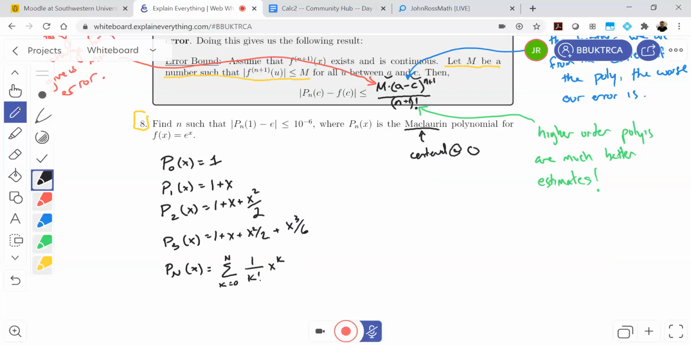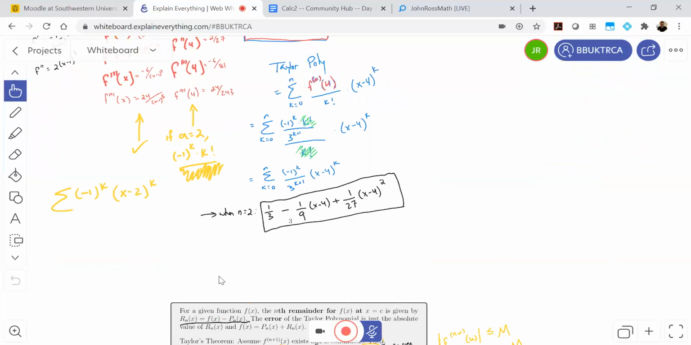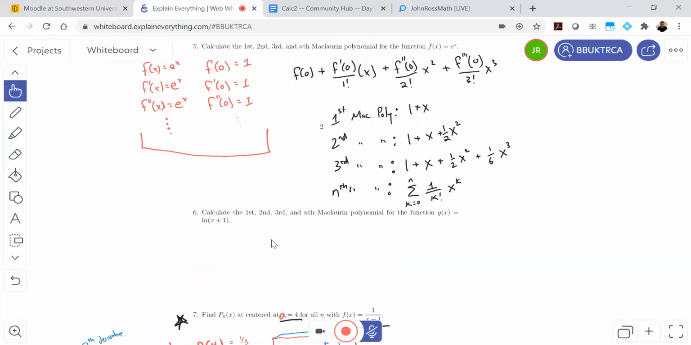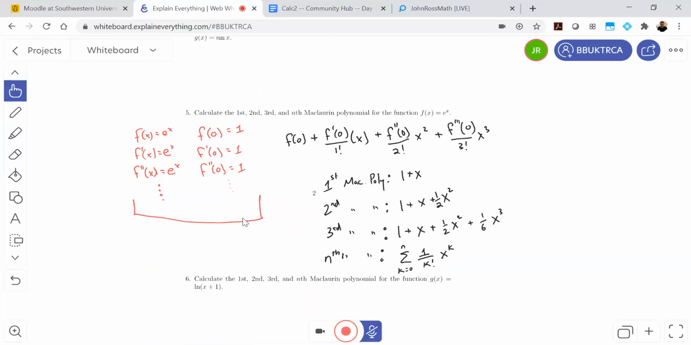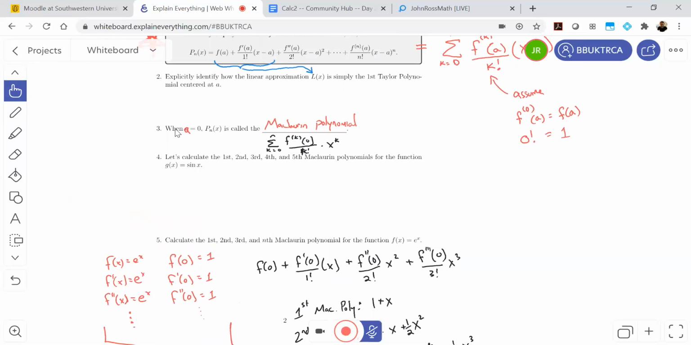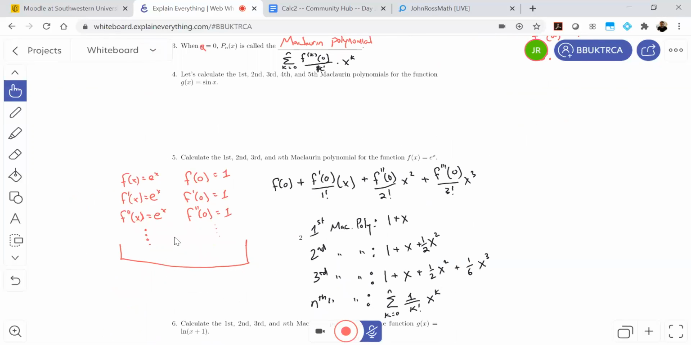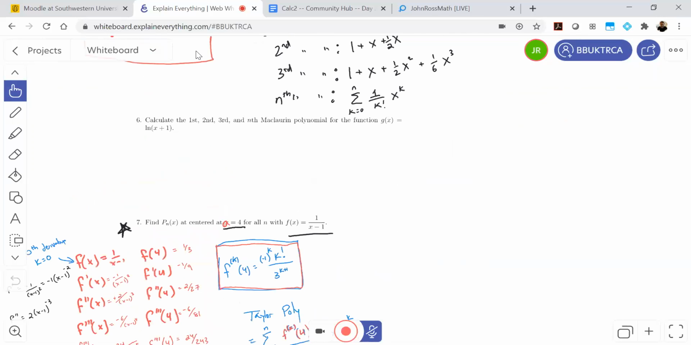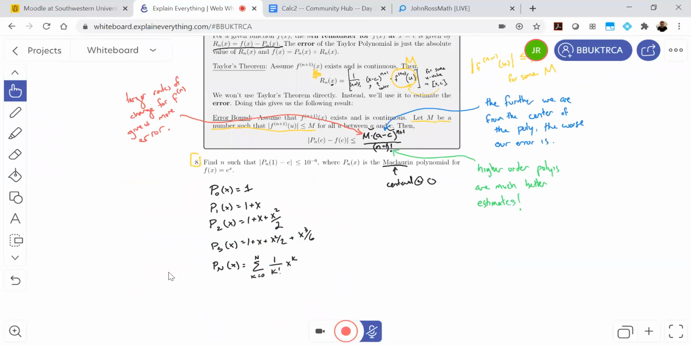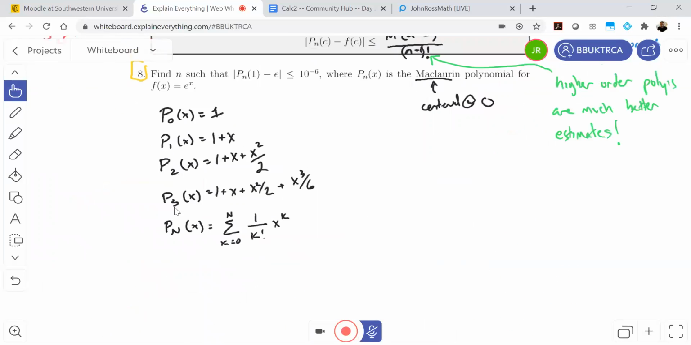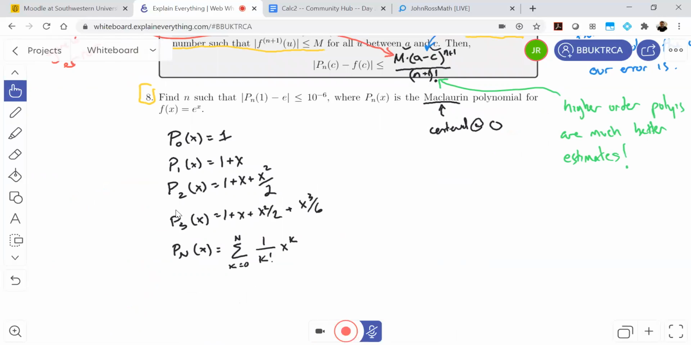Now, this was something that we derived in class last time. It was one of our earlier problems. Oh, this was one that we did. Yeah, this was problem 5 from before. So these are our Taylor polynomial approximations around a equals 0.